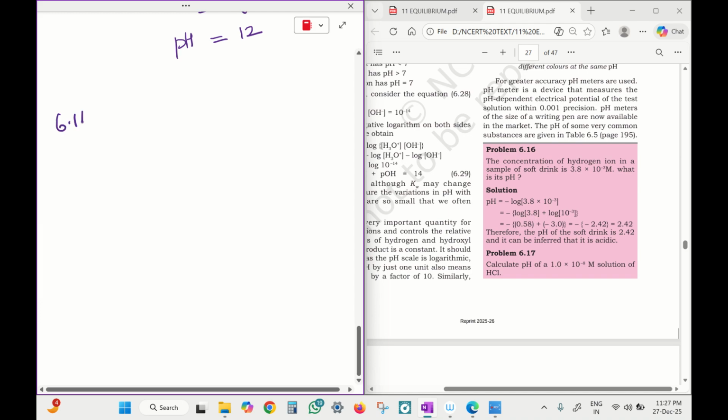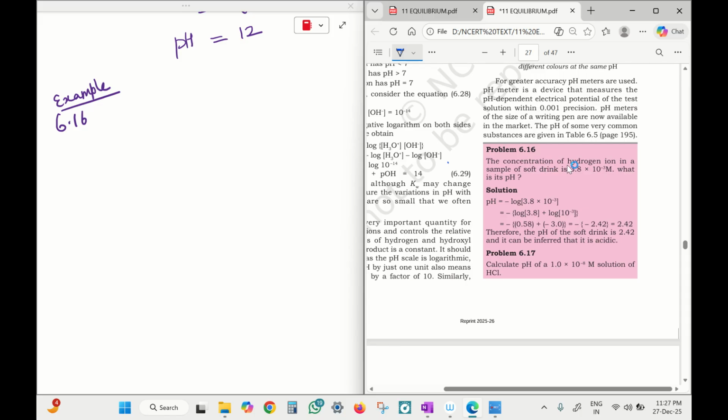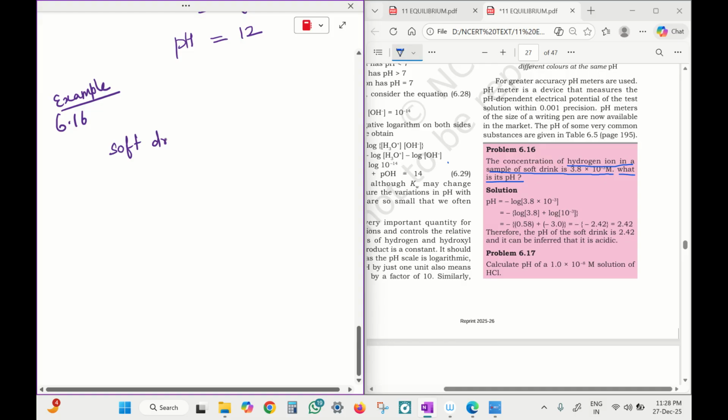Let us just look at one of the problems, which is example problem 6.16. What is 6.16? It says that the concentration of hydrogen ions in a sample of soft drink is 3.8 into 10 to the power minus 3 M. What is its pH? So they are saying that the soft drink has the concentration of H plus as 3.8 into 10 to the power minus 3 M, and they are asking you to find out the pH.